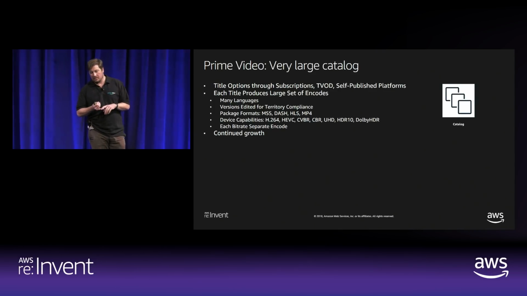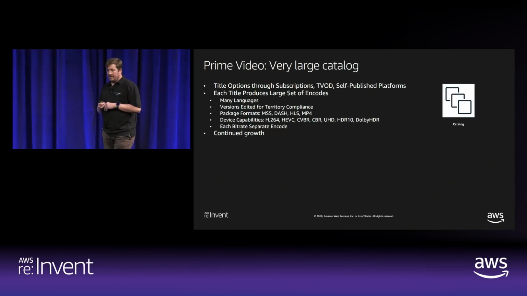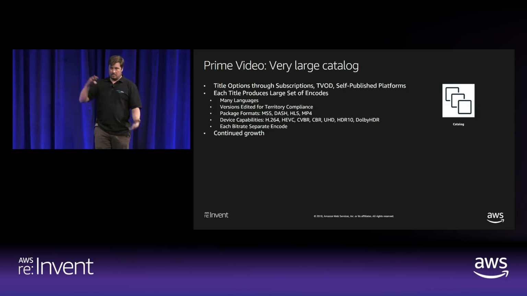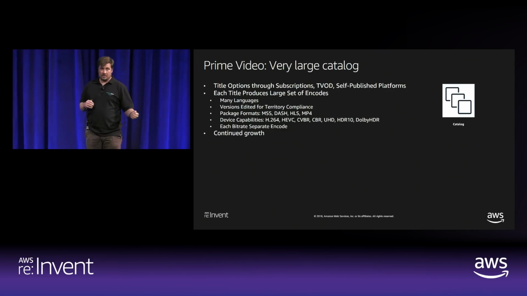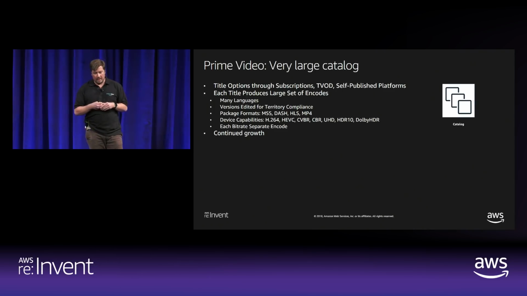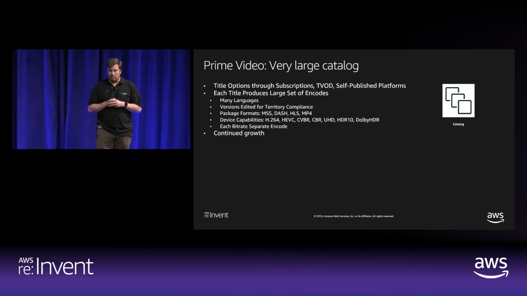And then for each of those titles, we have to encode it, right? So with encoding, we need to optimize for every device that's out there. We support a large range. Some of the devices are really old, some are brand new, and they have different capabilities. So we have to make sure our encodes can handle all of those cases.